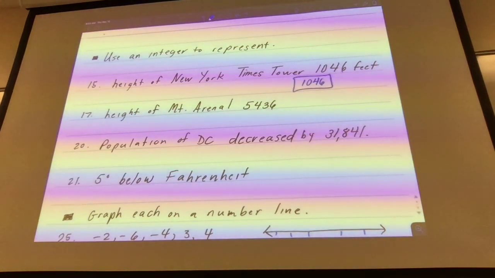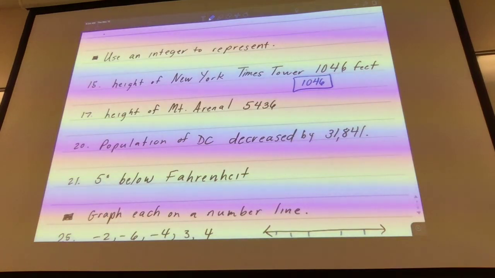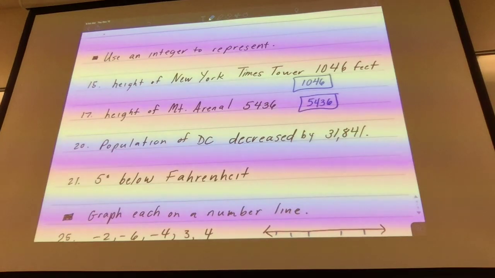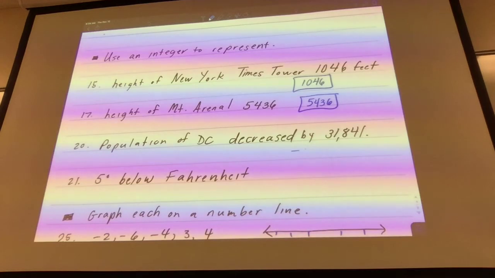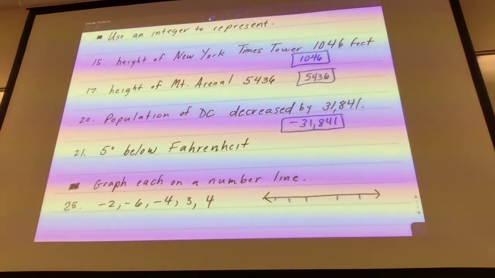All right. If I told you the height of Mount Arnold is 5,436, which integer would you use to represent that? Just 5,436. What if I say the population in DC decreased by 31,841? What would we say? Yes, negative 31,841, because it went down, so it can be represented with a negative value. 5 degrees below zero Fahrenheit, negative 5.